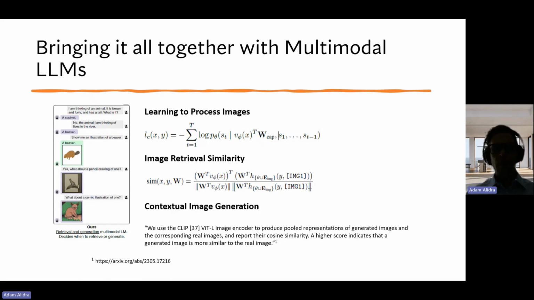And then finally, I thought a really interesting excerpt here was we use the L image encoder to produce pooled representations of generated images and the corresponding real images and report their cosine similarity. A higher score indicates that a generated image is more similar to the real image. So again, we see this consistency where cosine similarity is used.